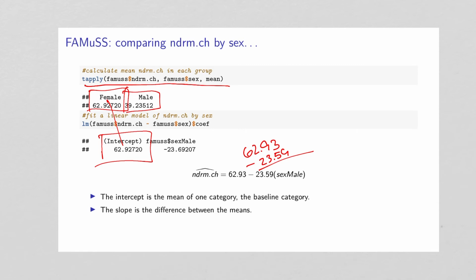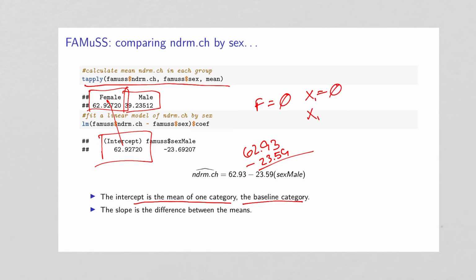Okay, so this is telling you 2 things, right? The mean in each group, and then you can fit it in the line. The intercept is the mean of one category, the baseline category. So the baseline is females. So here females are coded as 0. So x is equal to 0, or x1.